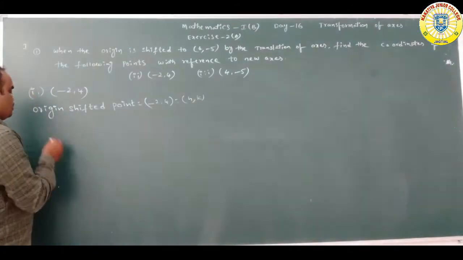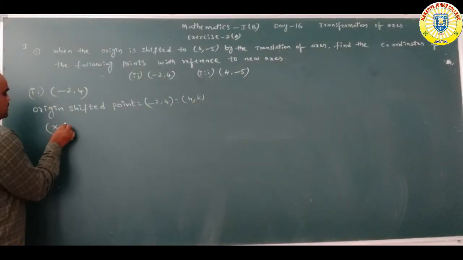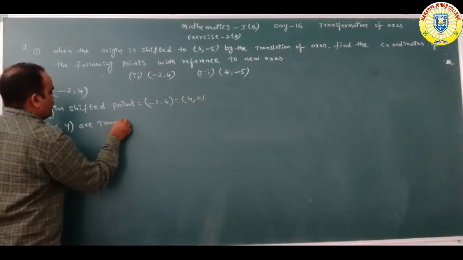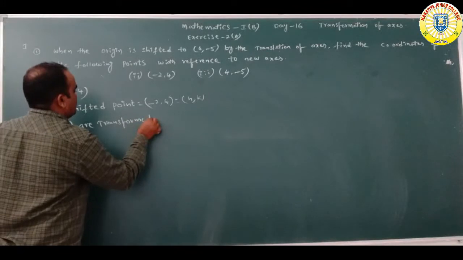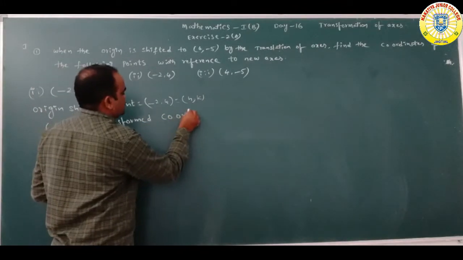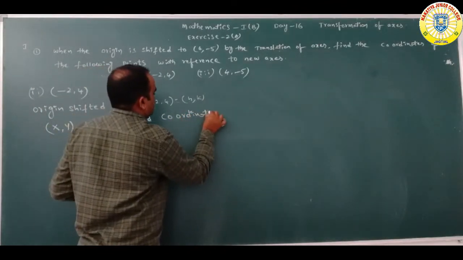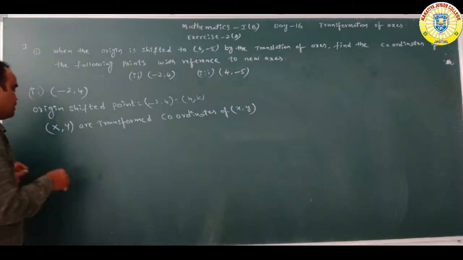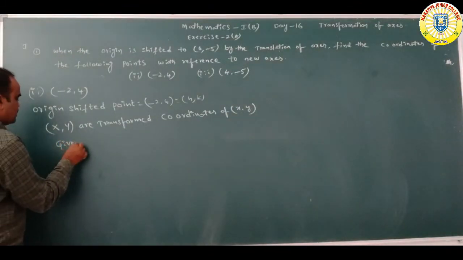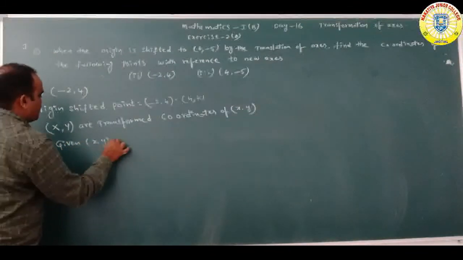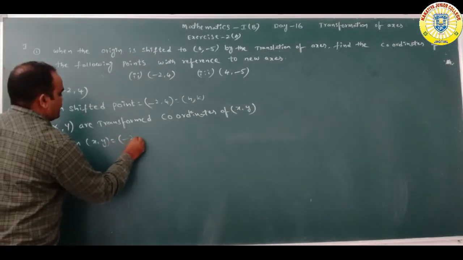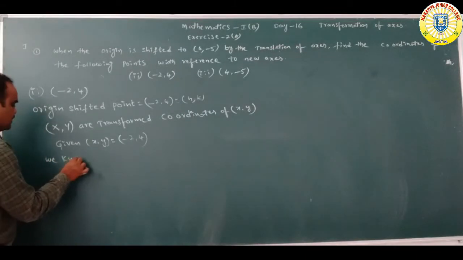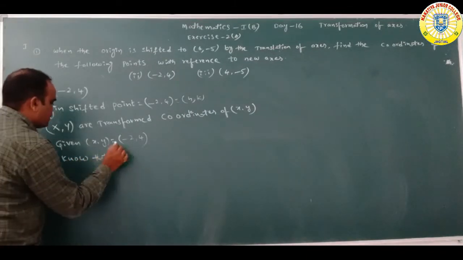Now, what are the transformed variables? Capital X comma capital Y are the transformed coordinates of small x comma small y. What is given? Small x comma small y is equal to minus 2 comma 4. Here we know the relation between the new coordinate system and the old coordinate system.